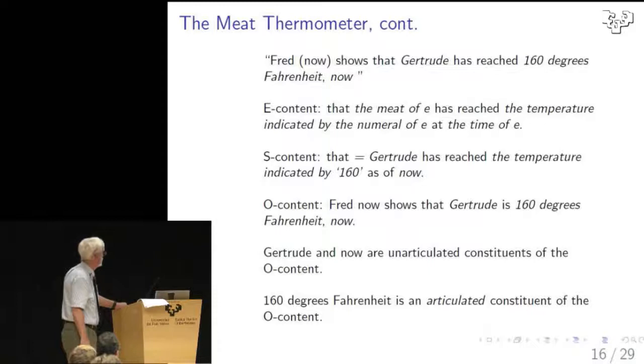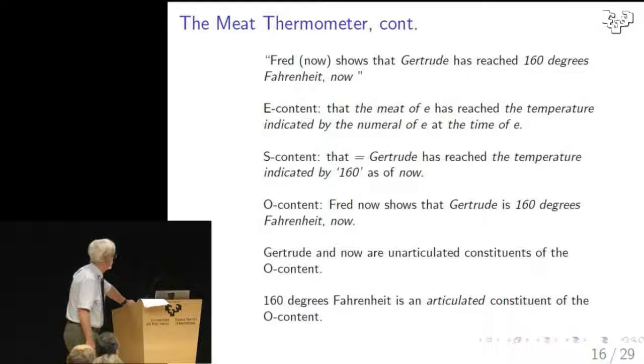So just to review, we've got e-content. This is looking at it in the first way. That the meat of E has reached the temperature indicated by the numeral of E at the time of E. So we haven't identified any of the occupants of the ES roles, but that's just a statement of how this kind of thermometer works. Whereas the kind of thermometer you might sell in Europe would be different because the indicating relation would be different, because it wouldn't be Fahrenheit.